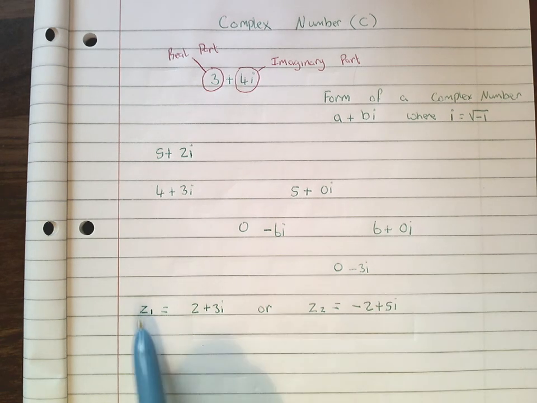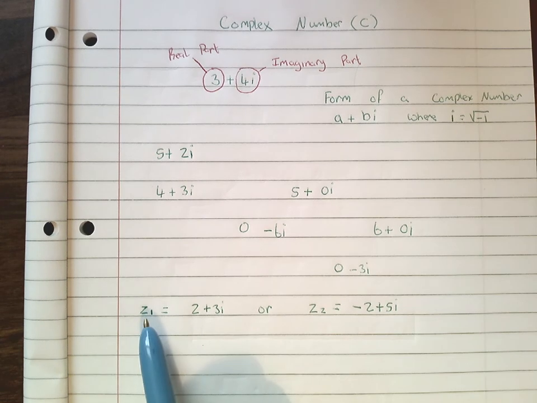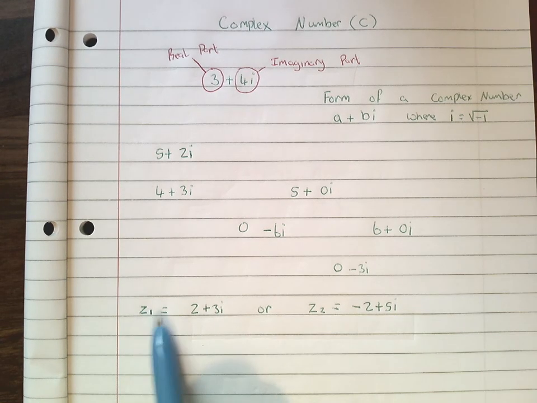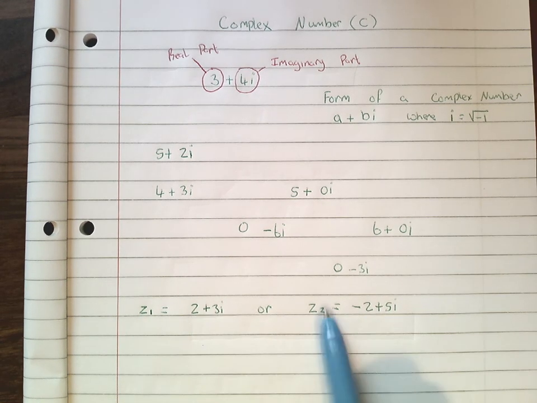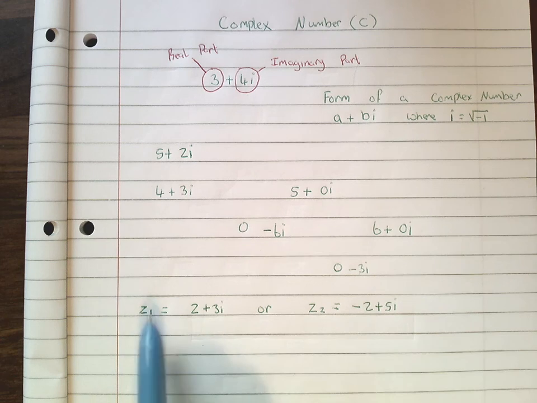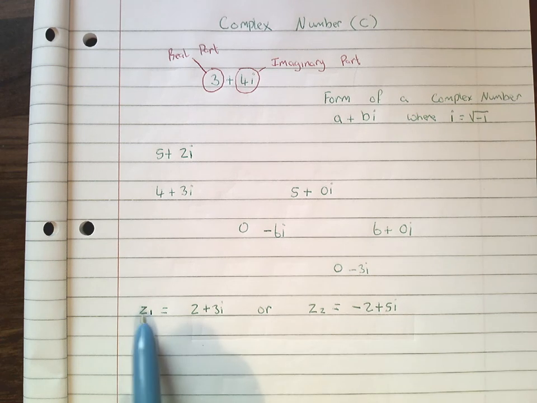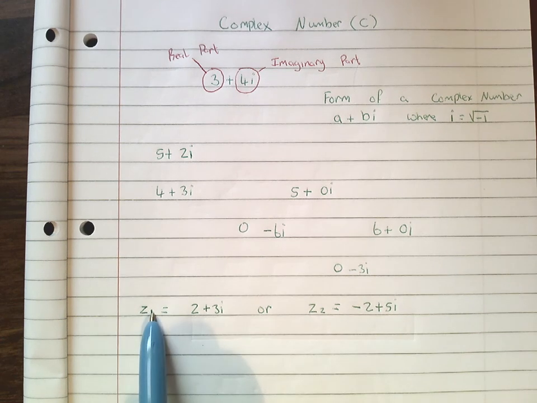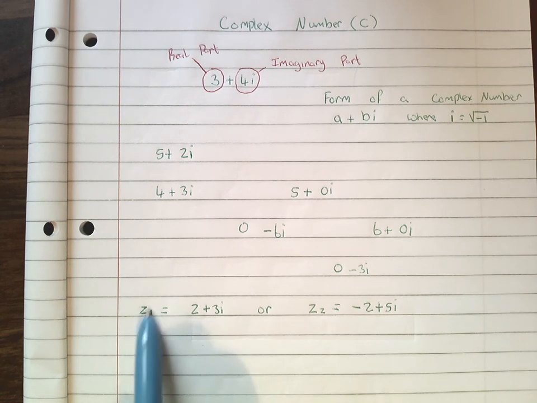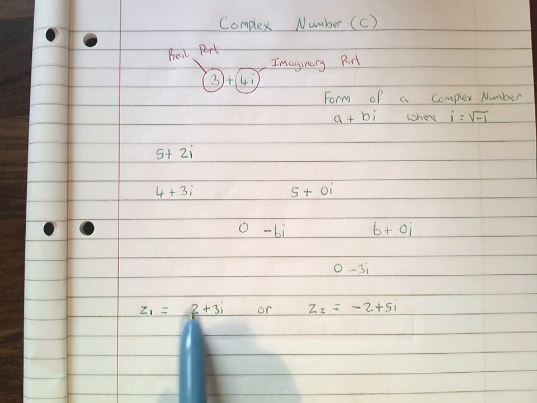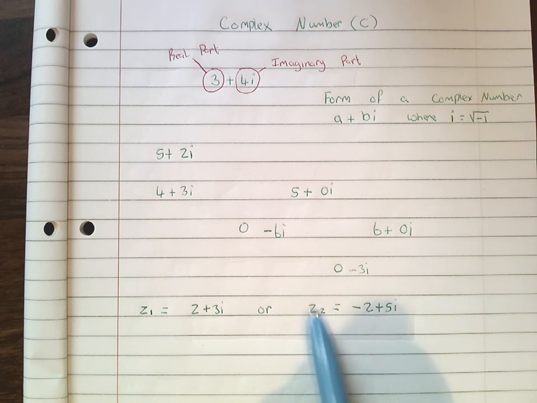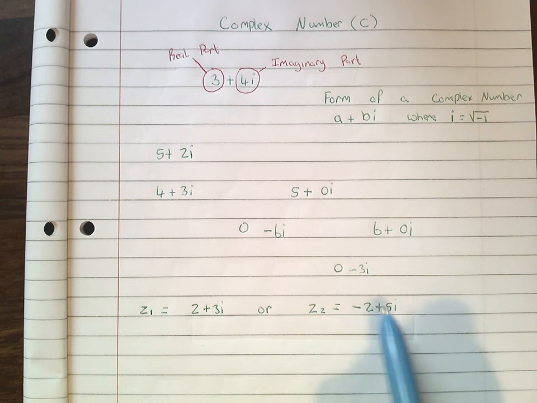And then this lowercase z, for example, is just used to represent a complex number. So this is complex number 1, complex number 2. It's generally represented by a lowercase z, and then a number after it to indicate which one. So this is the first placeholder for this complex number, and this is another placeholder for this complex number here.